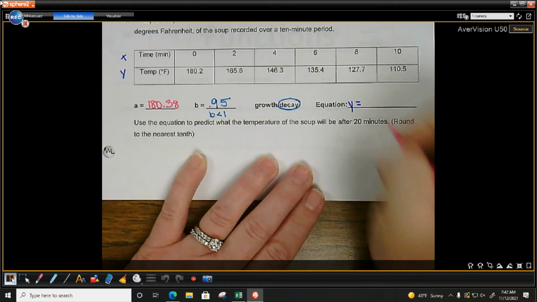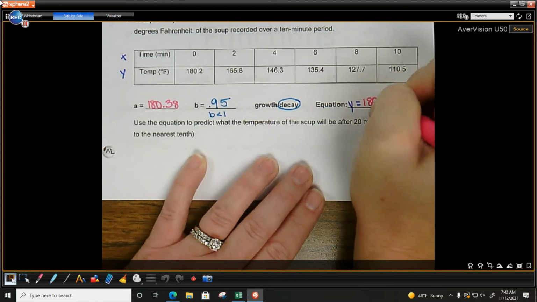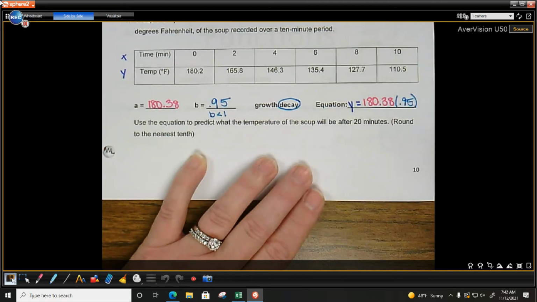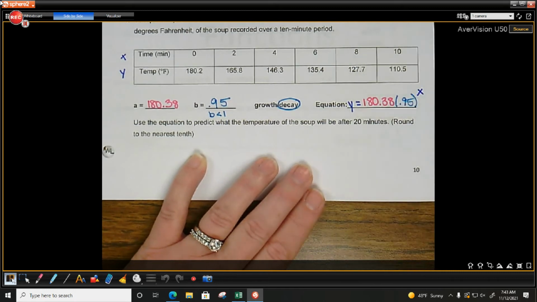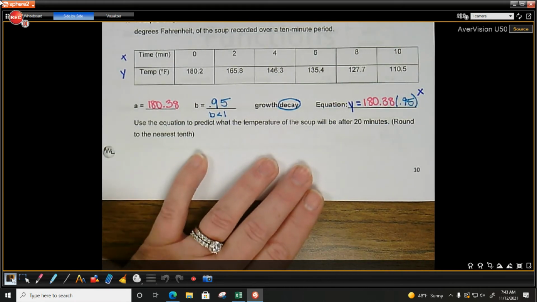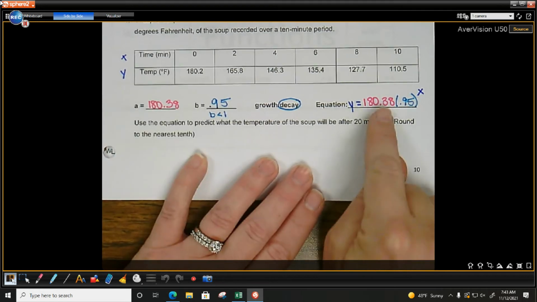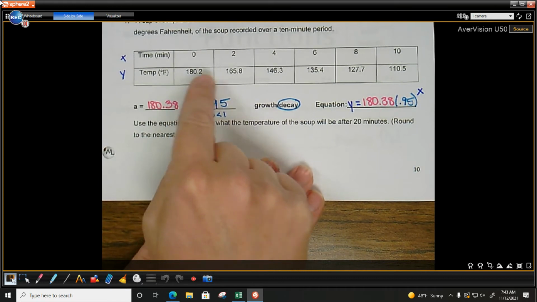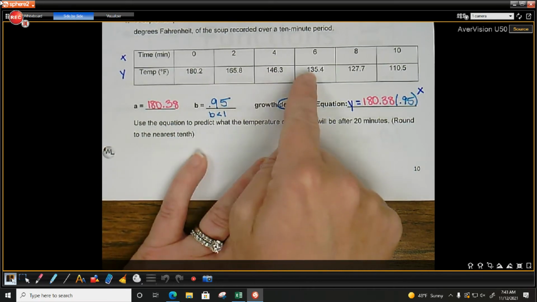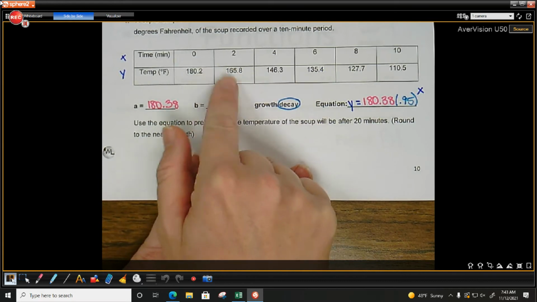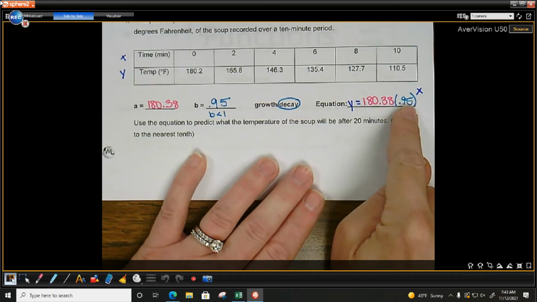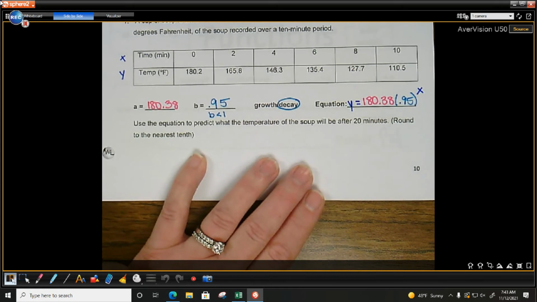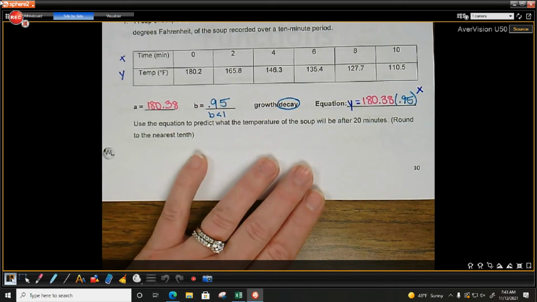Y equals your A, which was 180.38, times B, which is 0.95, raised to the x power. Now, before we move on, is this really close to the starting value? Yes. Are we getting smaller really fast, or is it pretty slow? Like, are these super far away from each other or pretty close? Pretty close. Is this pretty close to 1? Yeah. So we're not getting small really, really fast, okay? But we are getting smaller, which is why my B is less than 1.